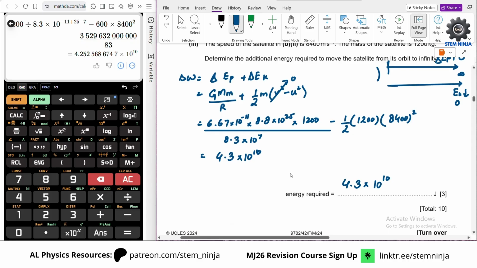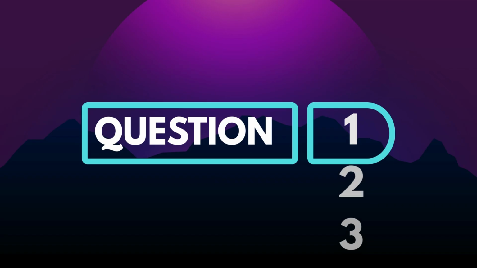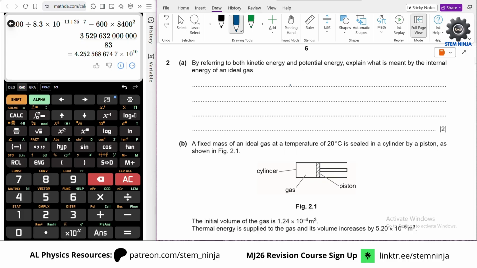Let's move on to the next one. Question number 2. By referring to both kinetic energy and potential energy, explain what is meant by the internal energy of an ideal gas. So basically, the internal energy of the gas is the total sum of the microscopic kinetic energy and potential energies of the particles.